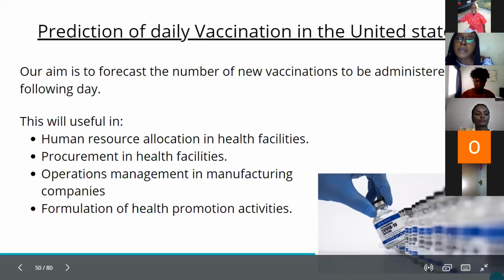Now, on a larger scale, we were thinking this model can be used by manufacturing companies. The companies that manufacture the vaccines can know how much to produce on a particular day, in order to prevent wastage and surplus.